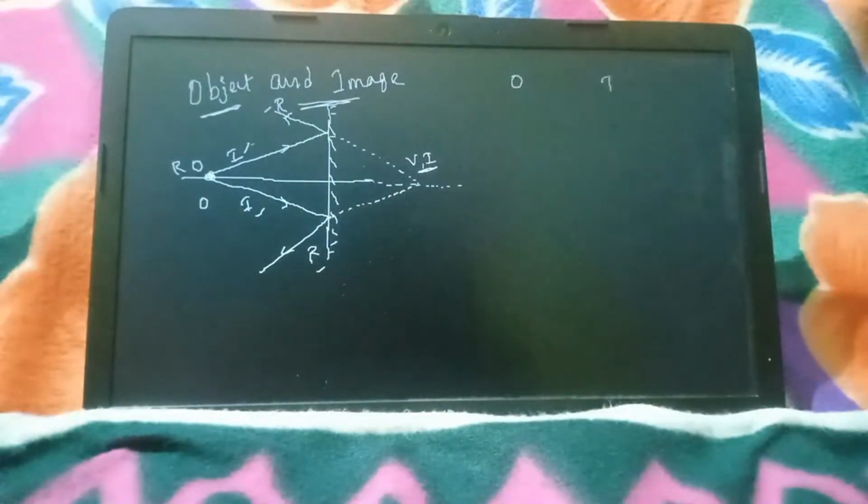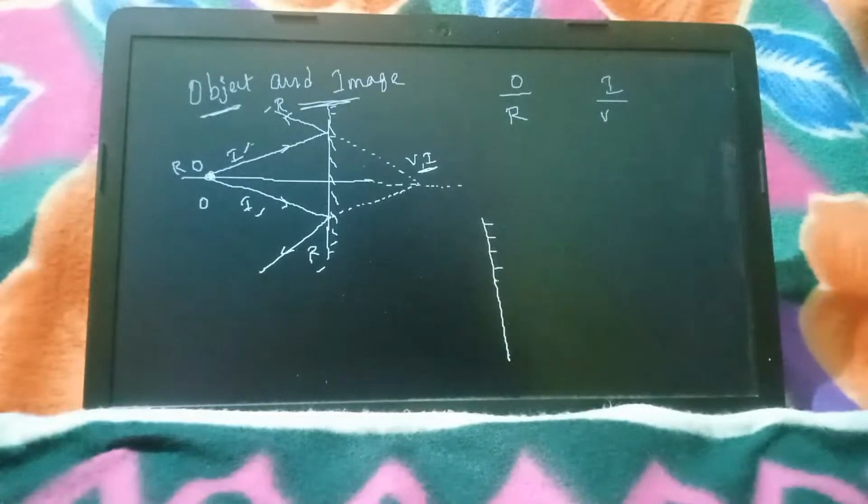Object and image. If object is real, image is virtual. Okay, object is real, image is virtual. And now I'm considering one more case.